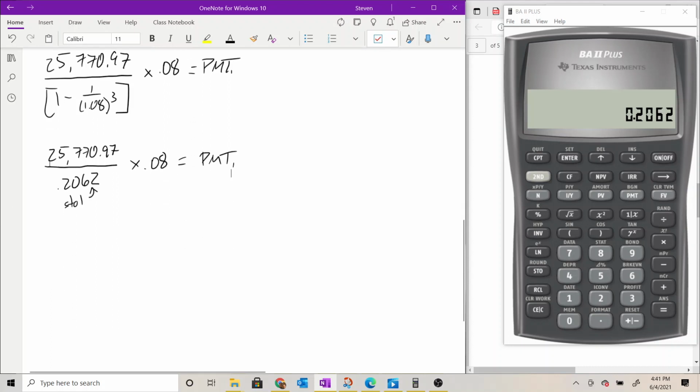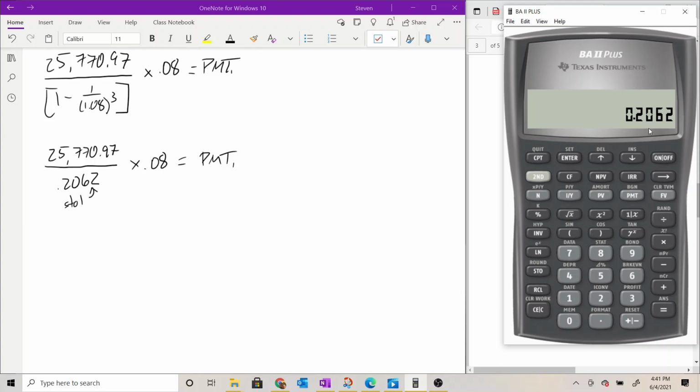All right, so now I want to divide the $25,770.97 by that 0.2062 that I just calculated. Now what I don't want to do is clear this value out and then retype in the 4 decimal approximation, because I'll introduce a pretty substantial rounding error. Instead, what I'm going to do is type in $25,770.97 divided by recall 1.